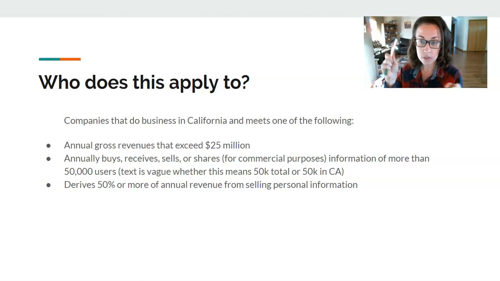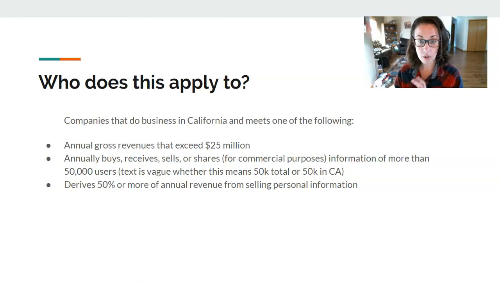One, if your business does business in California and your gross revenue exceeds $25 million, or you annually buy, sell, receive, or share information of more than 50,000 users in California, or more than 50% of your annual revenue results from selling personal information. Now, if you go to random blogs and websites that talk about whether or not the law applies to them, they often add the words "in California."